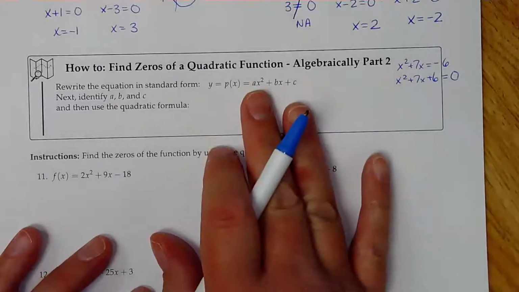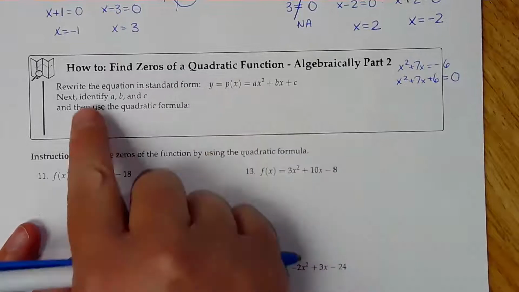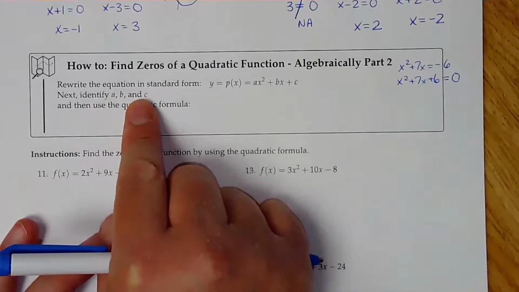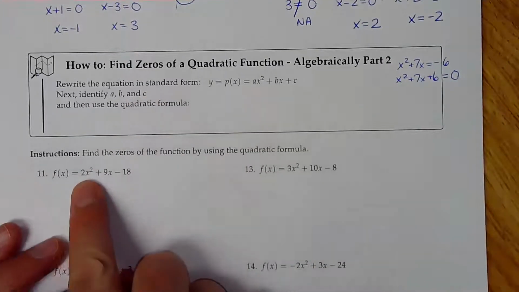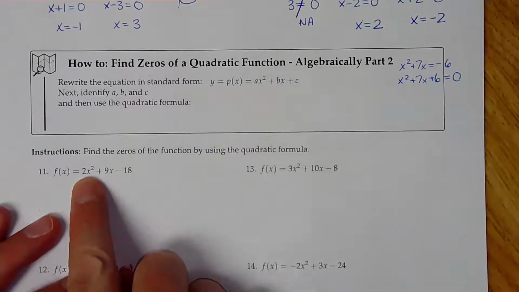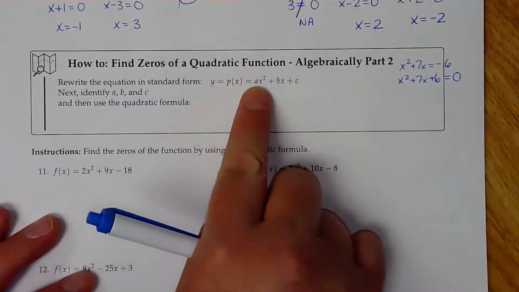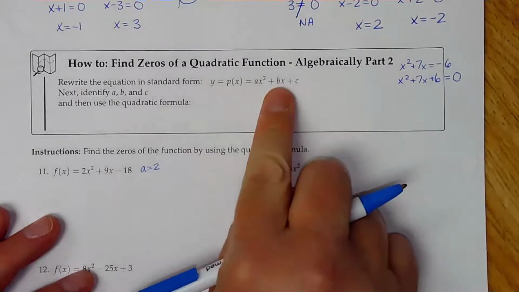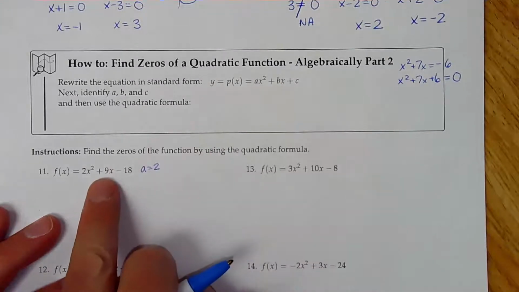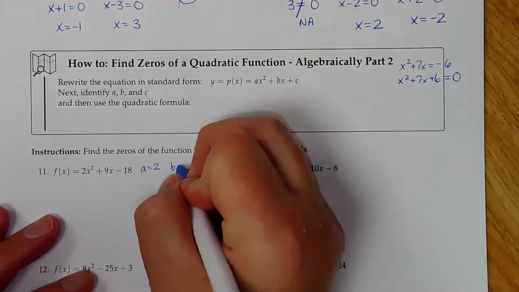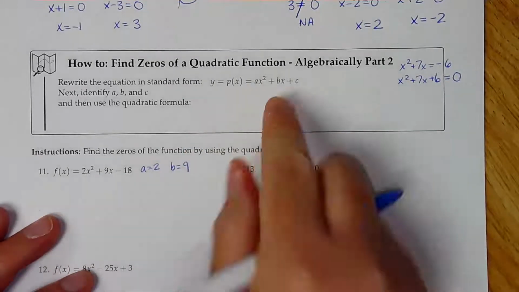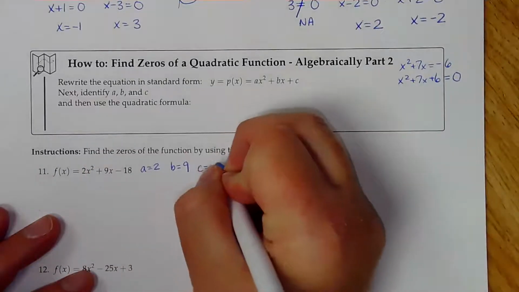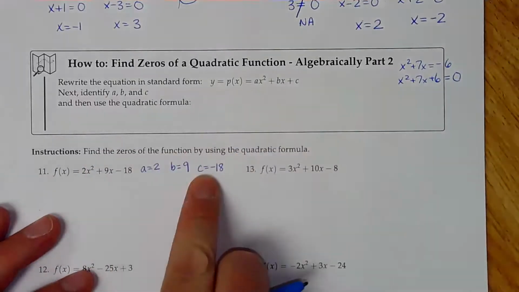But once you've done that, your next step then is to identify A, B, and C. And you want to make sure that you bring along any signs that are with them. So for example, on number 11, the A goes with the x squared. So that means my A is equal to 2. The B goes with the x, so here my B is 9. And then the C is the constant that's left over that doesn't have any x's, and that is going to be a -18. Okay, so that's an example of where that sign comes along.